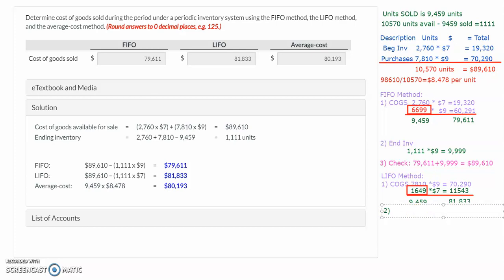And you can determine the ending inventory very similarly, okay, by just looking at the number of units that are sitting in your ending inventory. So we're going to end up with 111 times your $7 cost. And once you add up these amounts, you can do your step 3, which is checking your work.